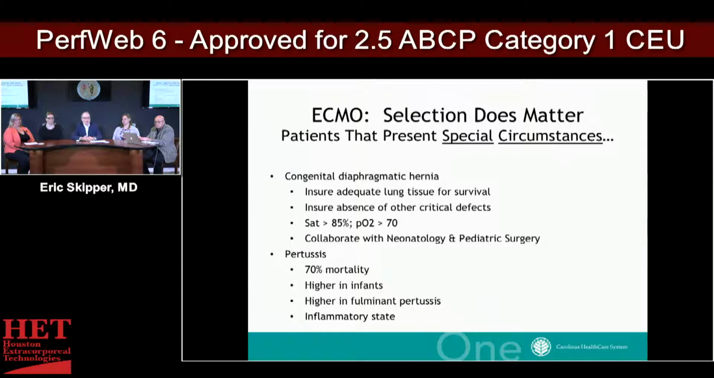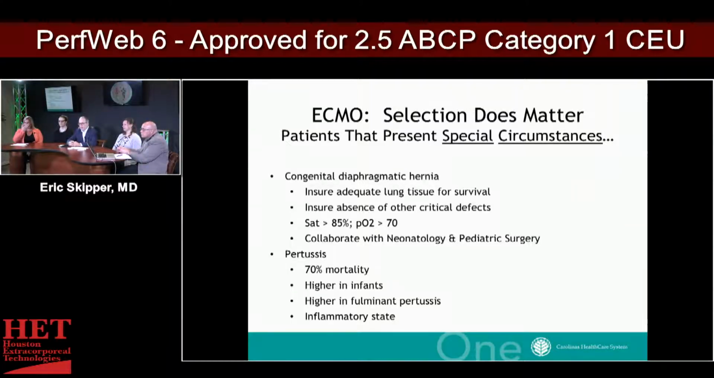In the pediatric population, congenital diaphragmatic hernia, you want to make sure there's adequate lung tissue for survival before you go to ECMO. You want to make sure there aren't any other critical defects present. Typically, you want to be able to have a SAT of 85% and a PO2 of over 70. And you want to make sure you really collaborate with all the teams involved, neonatology, pediatric surgery, to ensure that this really is a road that leads somewhere other than disappointment.